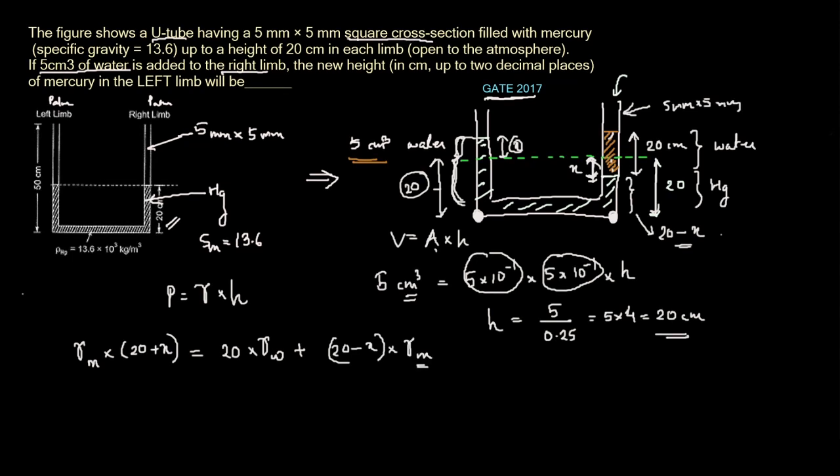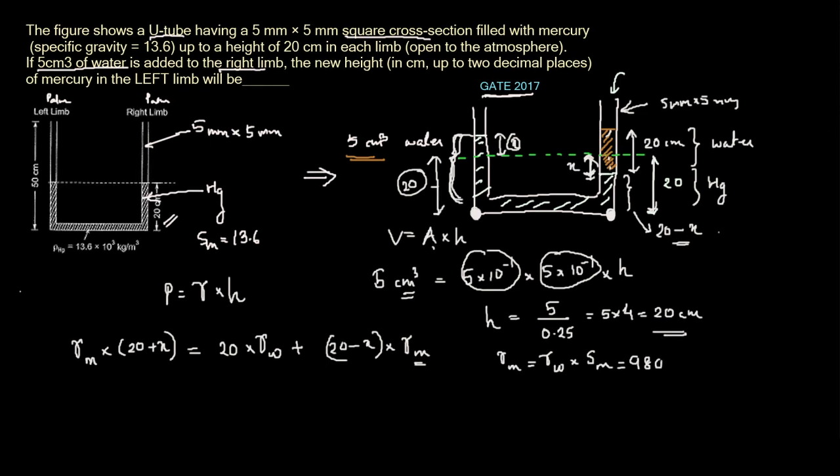Here we know that gamma m, the specific weight of mercury, is nothing but the specific weight of water into the specific gravity of mercury. That is 9800 into 13.6, which is given here. So that is gamma m. We substitute it here.